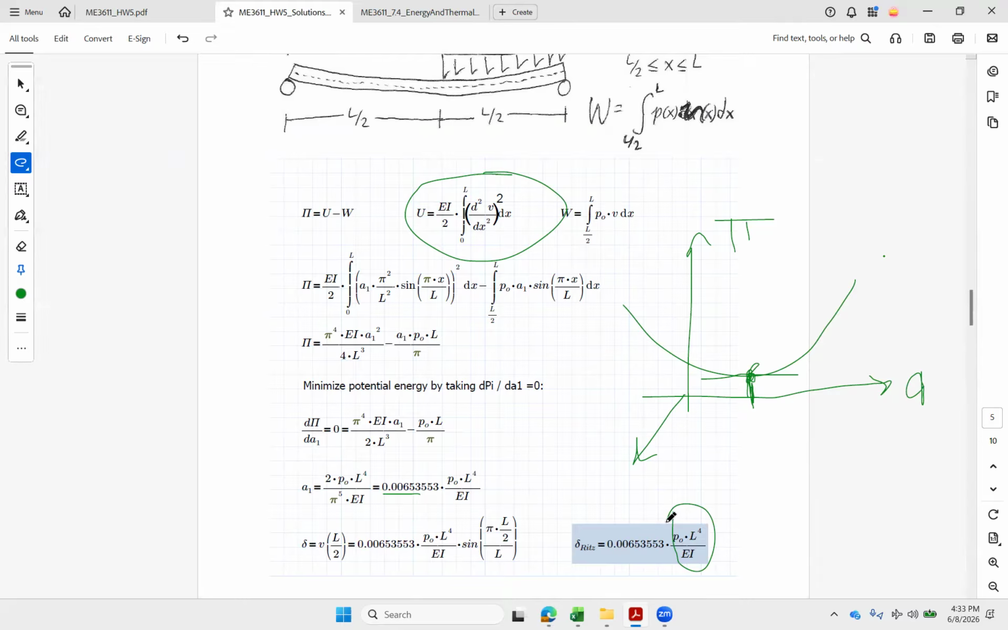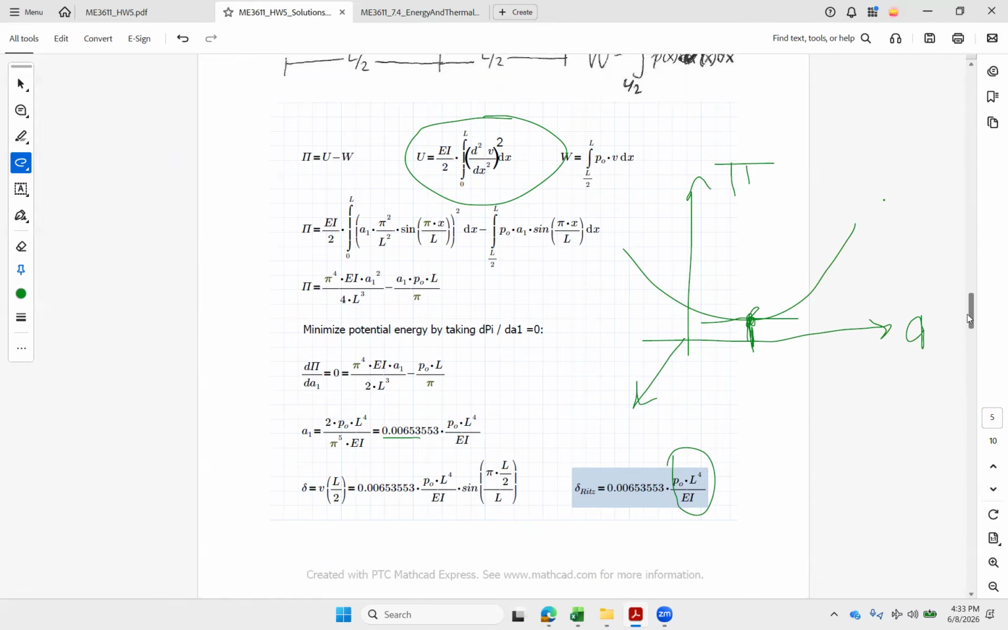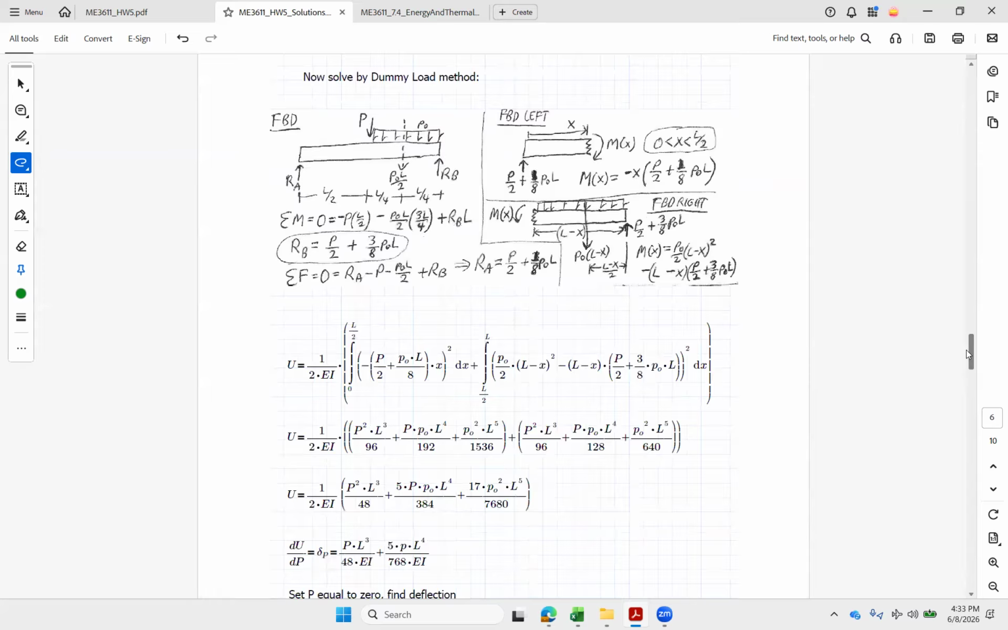So there's my Ritz approximation. Pretty quick and easy, 4 or 5 lines, maybe 6 at most. Now the dummy load method, we're supposed to get a little better accuracy, but we're going to have to put a force on at the center. We don't have one of those. And then we're going to have to take at least 2 slices, one through the left side and one through the right side. So left side's not too bad.